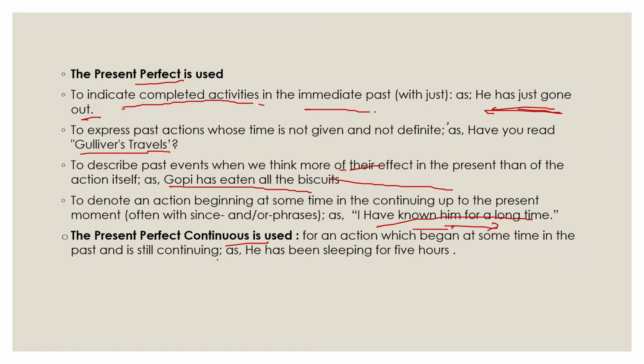It is used for an action which began at some time in the past and is still continuing. He has been sleeping for 5 hours. Okay. So with reference to some point of time and for the period for which the action has been happening, you refer to this as present perfect continuous tense.